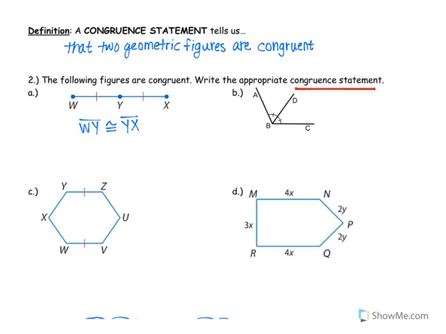Now our answer, every time you write a congruent statement, is going to look like this. You're going to have a congruent symbol, right? And you're going to say something is congruent to something else. And we have to write in what that something is.